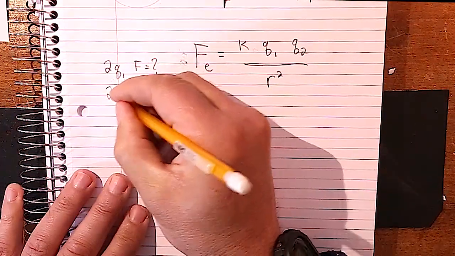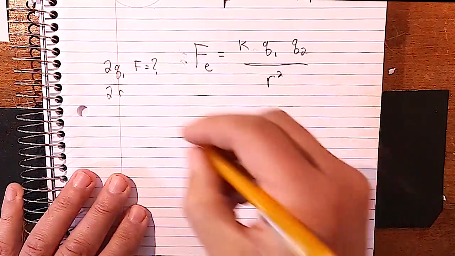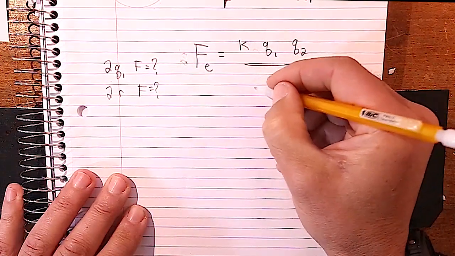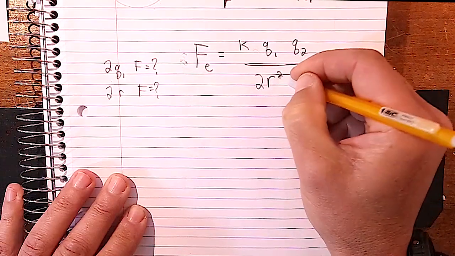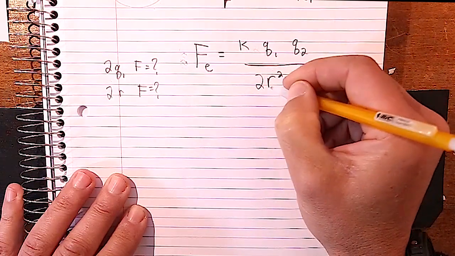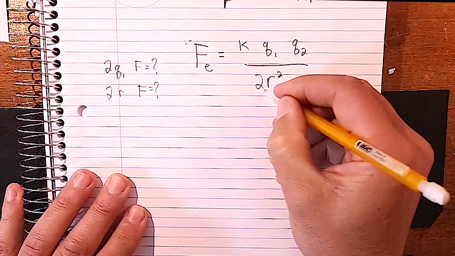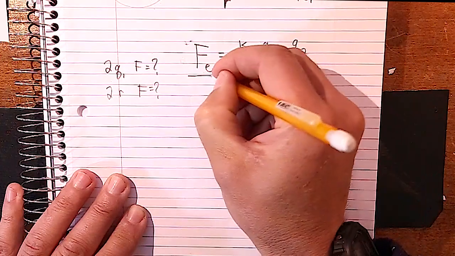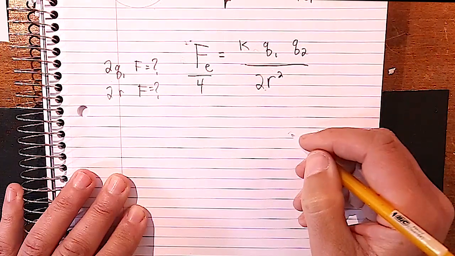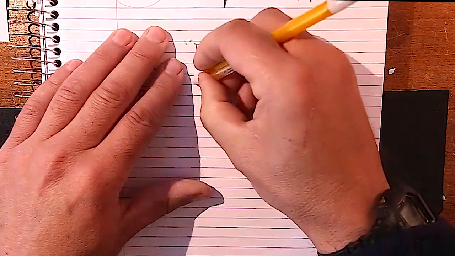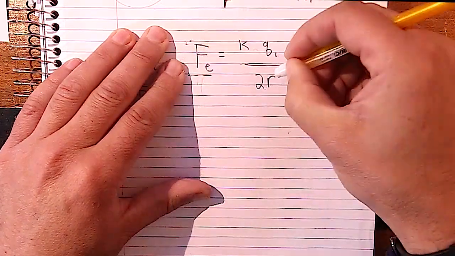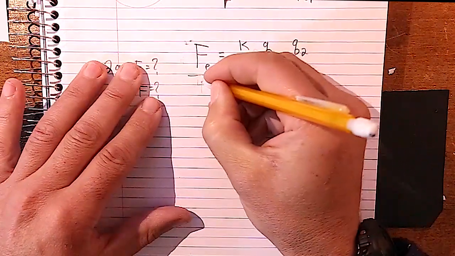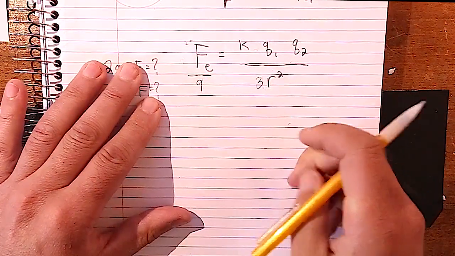Okay, what about some other types of things that can happen? If we double R, what will happen to the force? Well, if we double R, we have a 2 down here. Remember that this is 2R squared, so this becomes a 4, and we have a 4 in the bottom, so if we divide this side by 4, then we divide this side by 4. What if we tripled it? Well, if we tripled it, then the force would become a 9th. This would become a 3, and the 3 squared would become a 9.